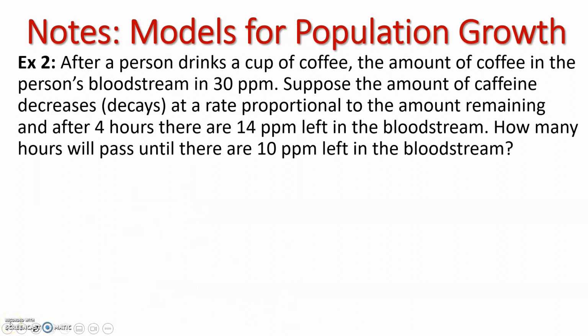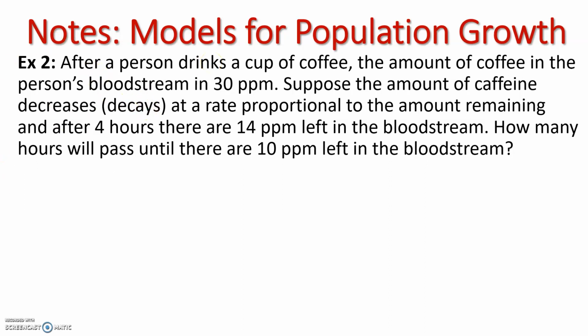All right, let's take a look at another. Example 2. After a person drinks a cup of coffee, the amount of caffeine in the person's bloodstream is 30 ppm. Suppose the amount of caffeine decreases or decays at a rate that's proportional to the amount remaining, and after 4 hours, there are 14 ppm left in the bloodstream. How many hours will pass until there are 10 ppm left in the bloodstream?